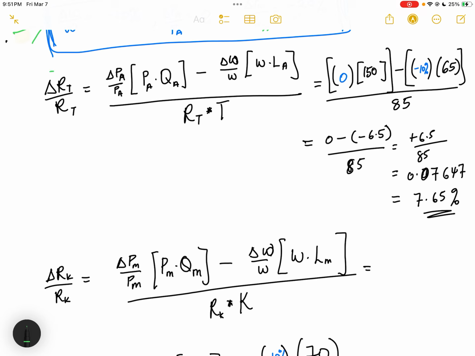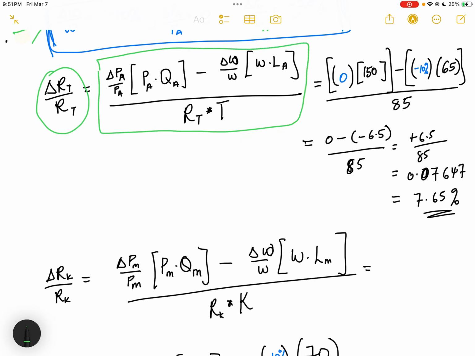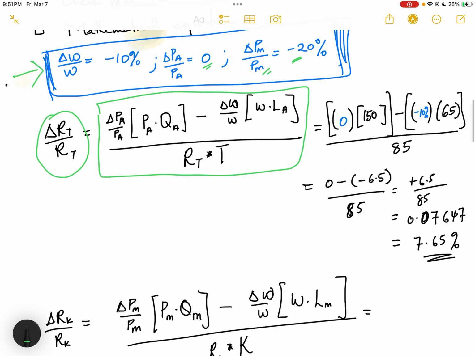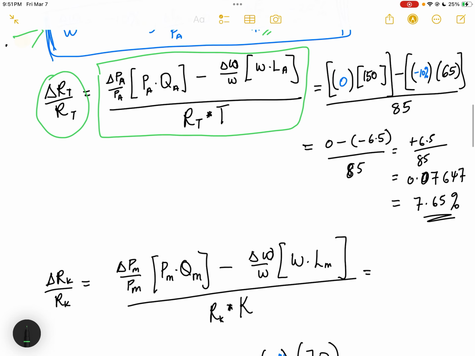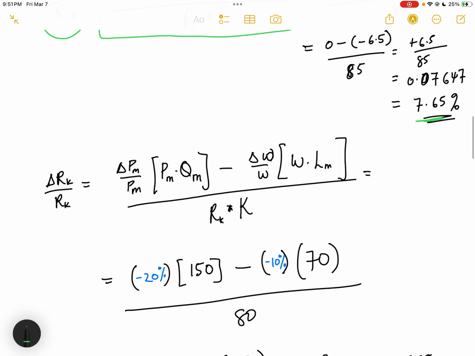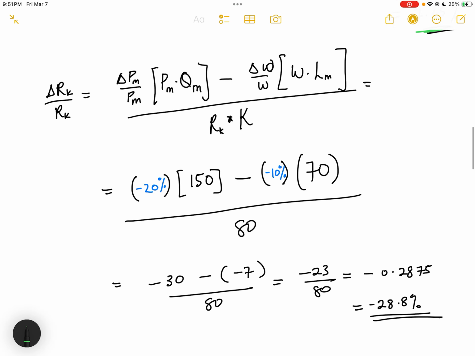Here is the percentage change in rental on land. This is the formula. So I plug everything in. The stuff in blue is what question 2G gave us, right? So I plug it in, do my math, and find that the answer is 7.65%. Okay, and then I look at the percentage change in rental on capital.